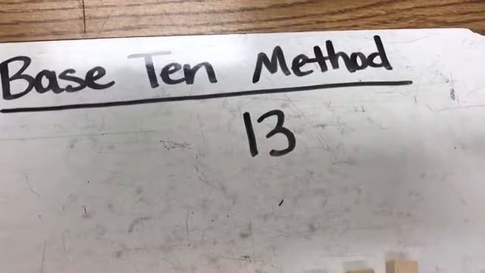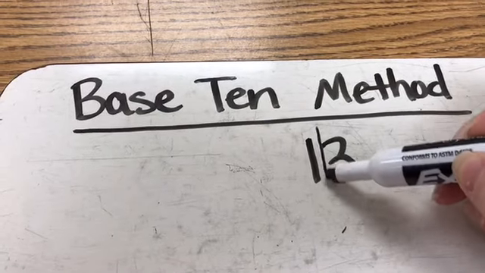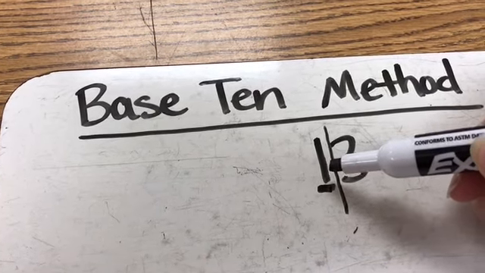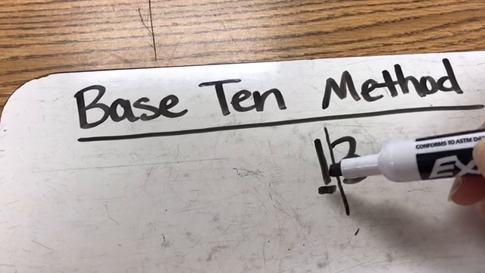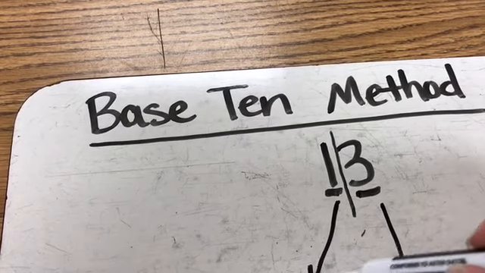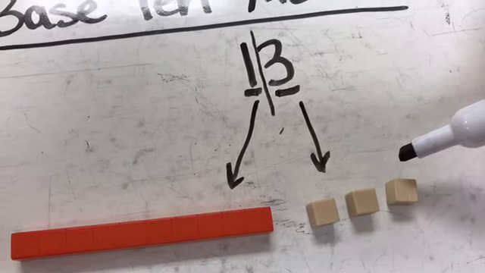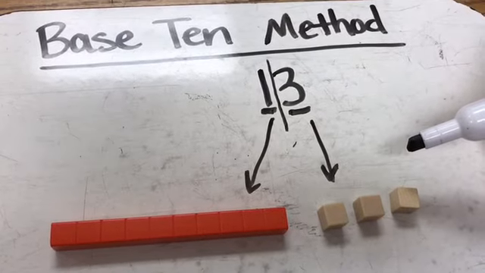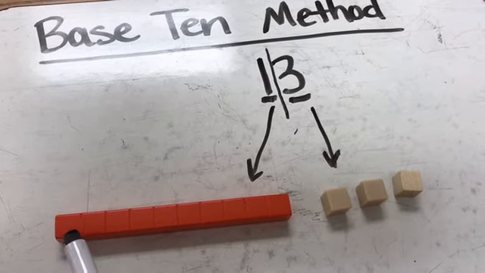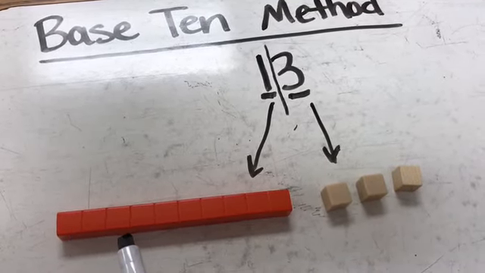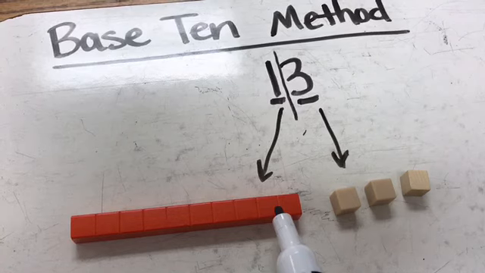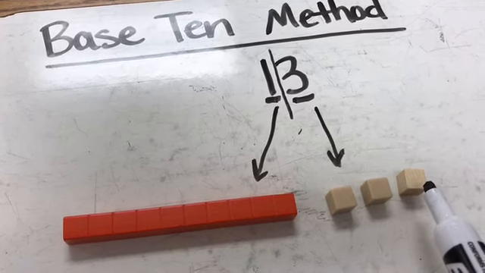If you're looking at the number 13, we can draw a line to separate our place values. The tens place, we would use our long, or maybe you might call it a French fry, to represent your tens place. And your ones place, you're using your cubes here. Okay? So here we have used our base 10 blocks to represent the number 13. And to double check, I can touch count all of the cubes to make sure I have 13. 1, 2, 3, 4, 5, 6, 7, 8, 9, 10, 11, 12, 13.